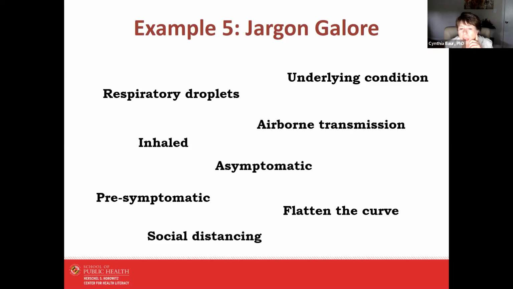Even within scientific circles, there's been heated discussions about asymptomatic and pre-symptomatic, between respiratory droplets and airborne transmission. What is the difference between those two things? Is somebody who is asymptomatic able to spread the virus or not? All of these things matter in terms of people's understanding of the seriousness of this situation, how worried they need to be, and what kinds of protective actions they need to take.